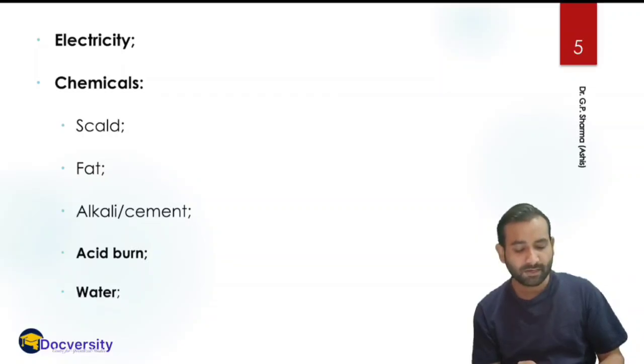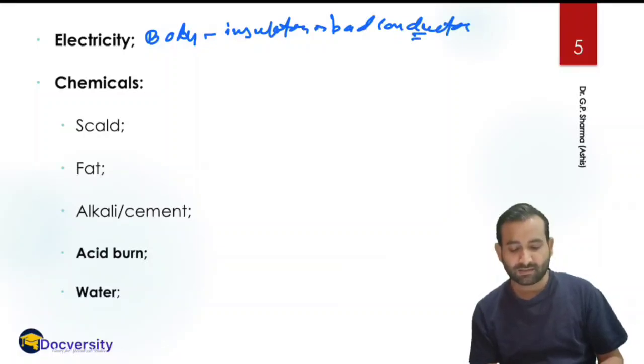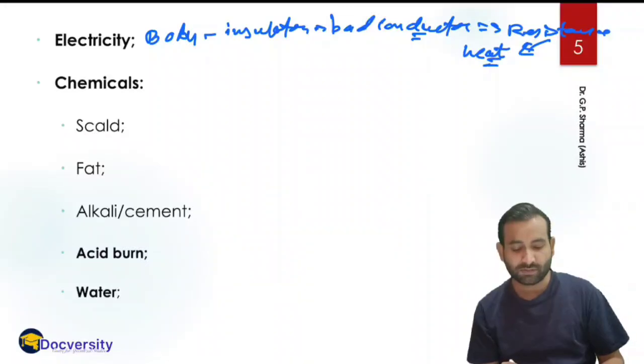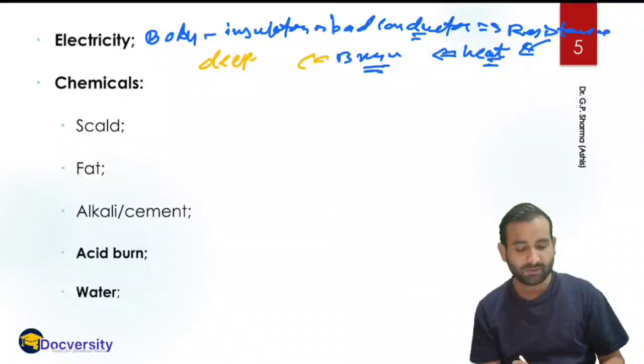See, our body is what? Insulator, or we can say the bad conductor of electricity. If it is a bad conductor, it produces what? Resistance. If it produces resistance, if you know your physics, right, resistance produces heat, right? So this heat produces the burn. So remember, the deeper, the more resistance. More resistance, more heat. More heat, more burn. That's why electricity produces deeper burn.